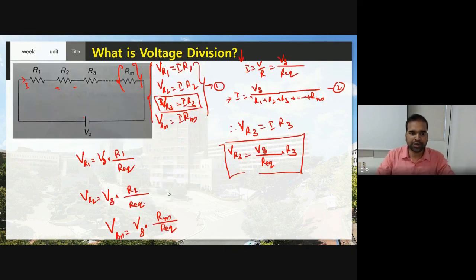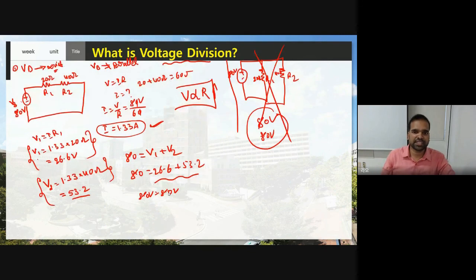So here you need to remember few things. The voltage division concept you can apply when the circuit is connected in series. When the circuit is connected in parallel, the voltage is the same, so you cannot apply the voltage division formula. By using this voltage division formula, you can find the voltage drop anywhere in the circuit.